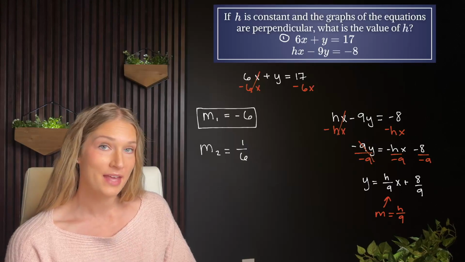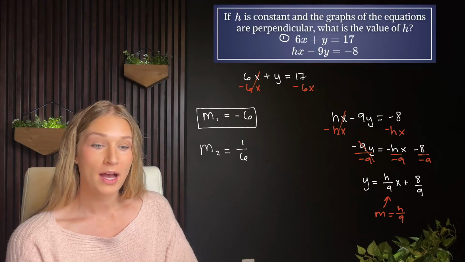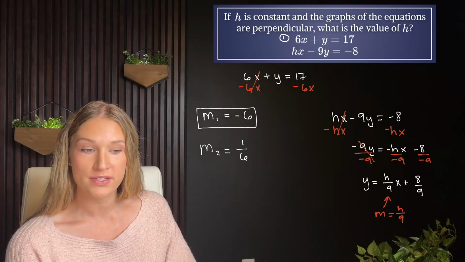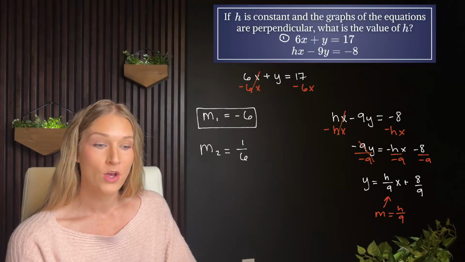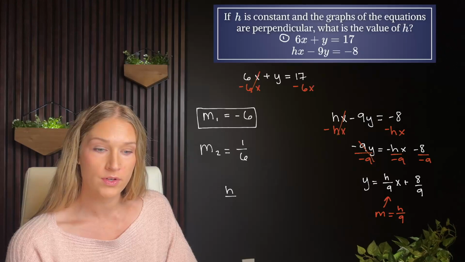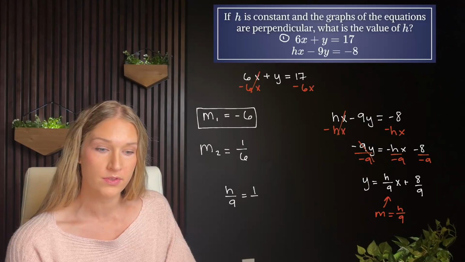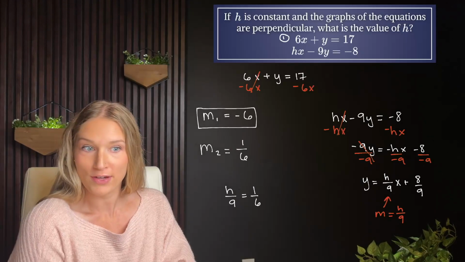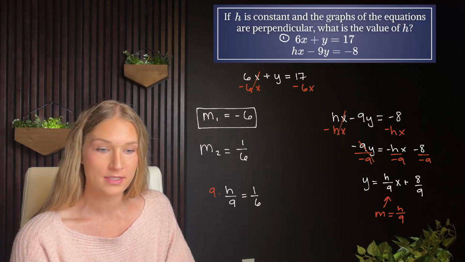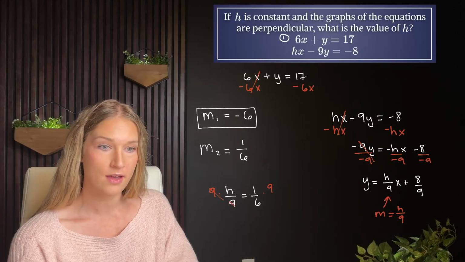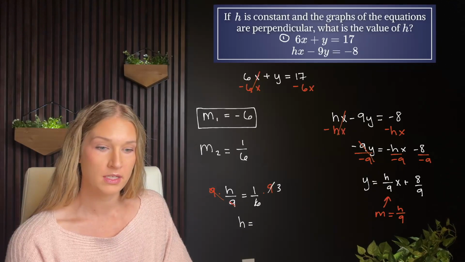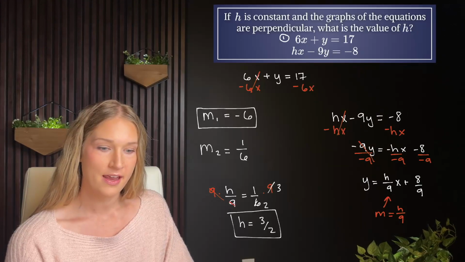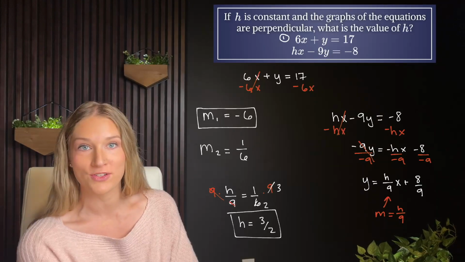So now I can use that to find the value of h. I know that the slope of line 2 is 1 over 6, and I know that the slope of line 2 is h over 9, which tells me that h over 9 has to equal 1 over 6. And now I just solve for h. Multiply by 9 on both sides, reduce that fraction on the right, and we will have 3 over 2, so h is 3 halves. And that is the value of h that would make sure that these two lines are perpendicular.